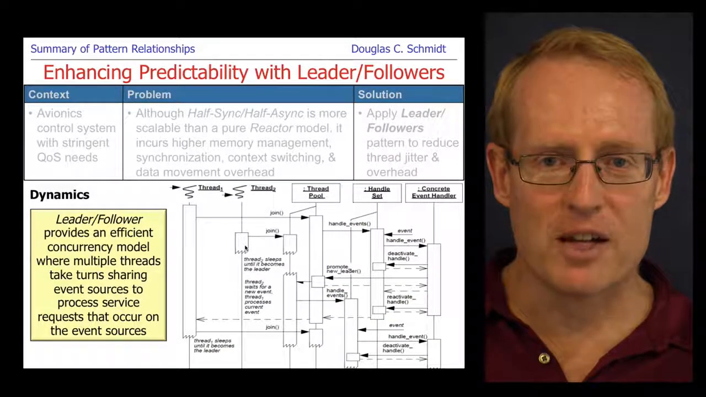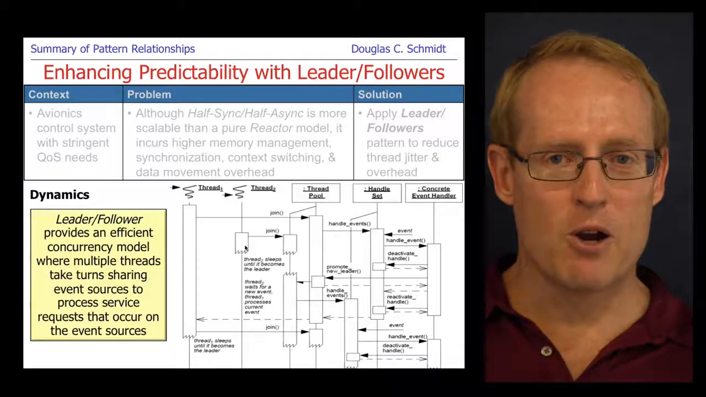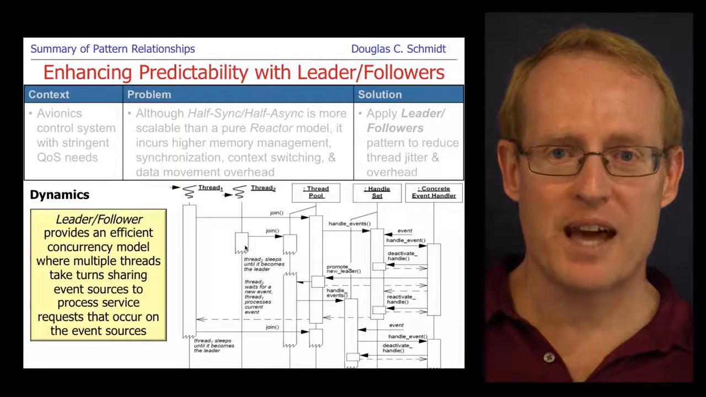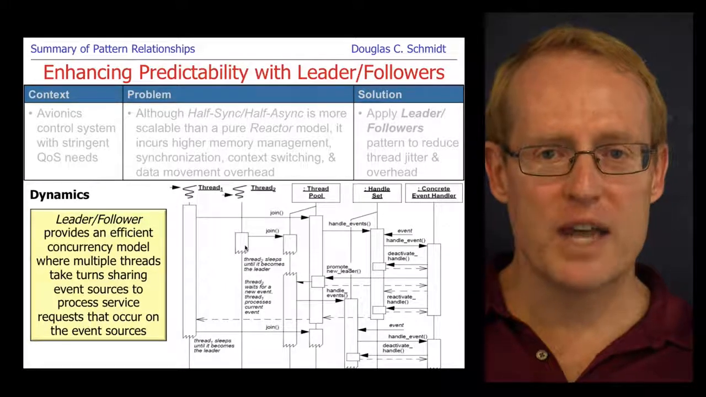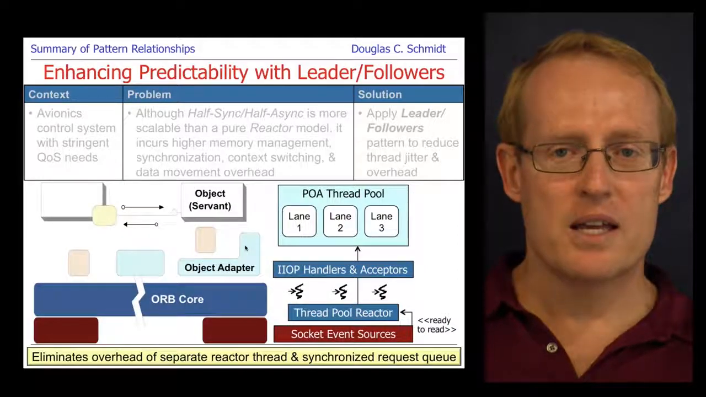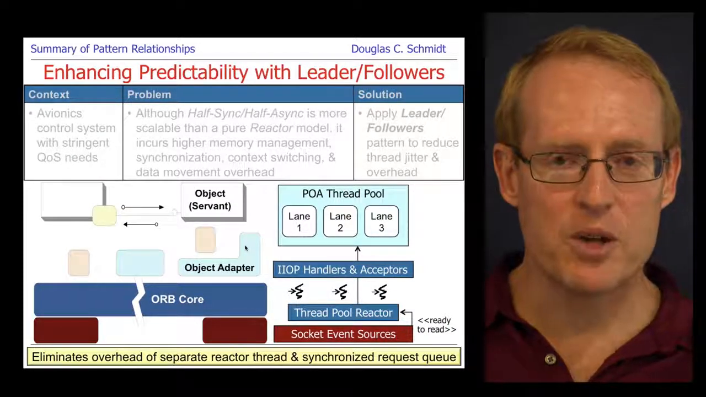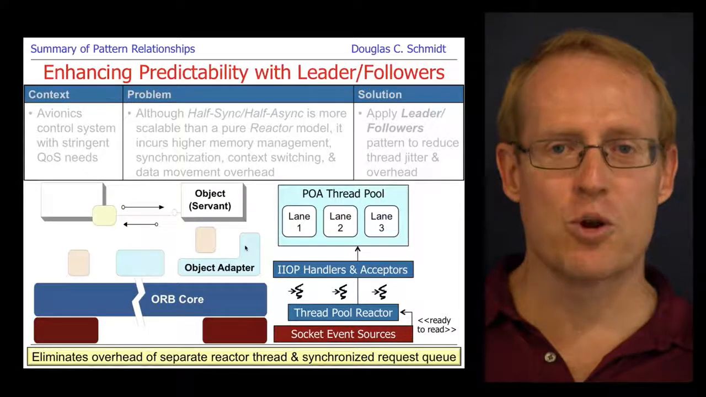Here's a diagram that illustrates how these interactions take place. It basically mirrors what I just described from the taxi cab example. So I encourage you to take a look at the paper to find out more about this pattern. Here's how we could apply the pattern in our avionics mission computing system for avionics control.